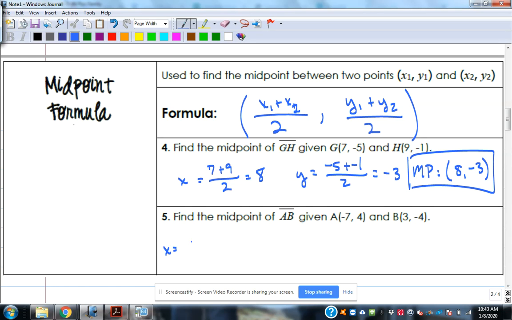Do the same thing. Let's go ahead and do number 5. It's slightly different, but not much. It'll be negative 4 divided by 2 is negative 2. The y value is going to be 4 plus negative 4 divided by 2, which is 0. So the midpoint is negative 2, 0.